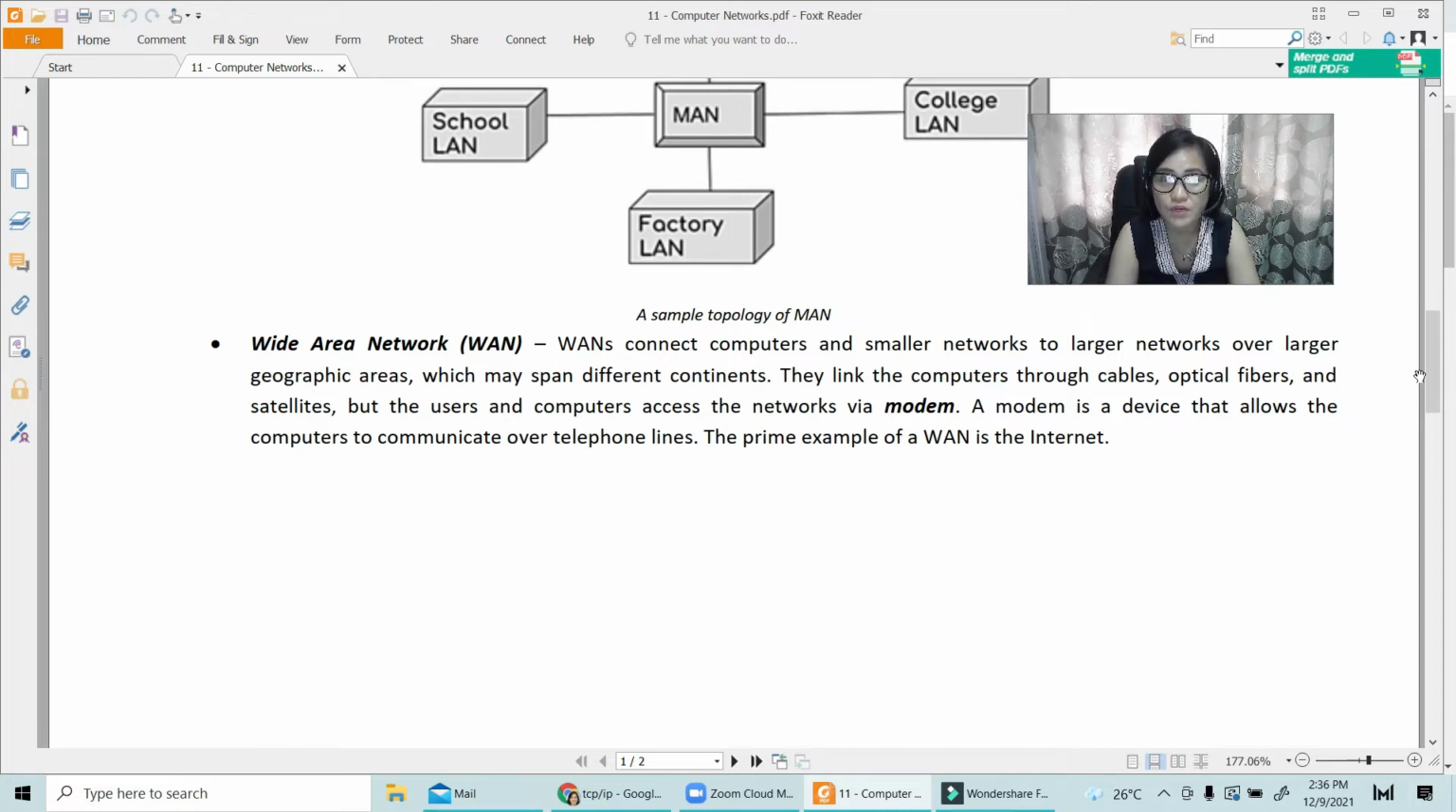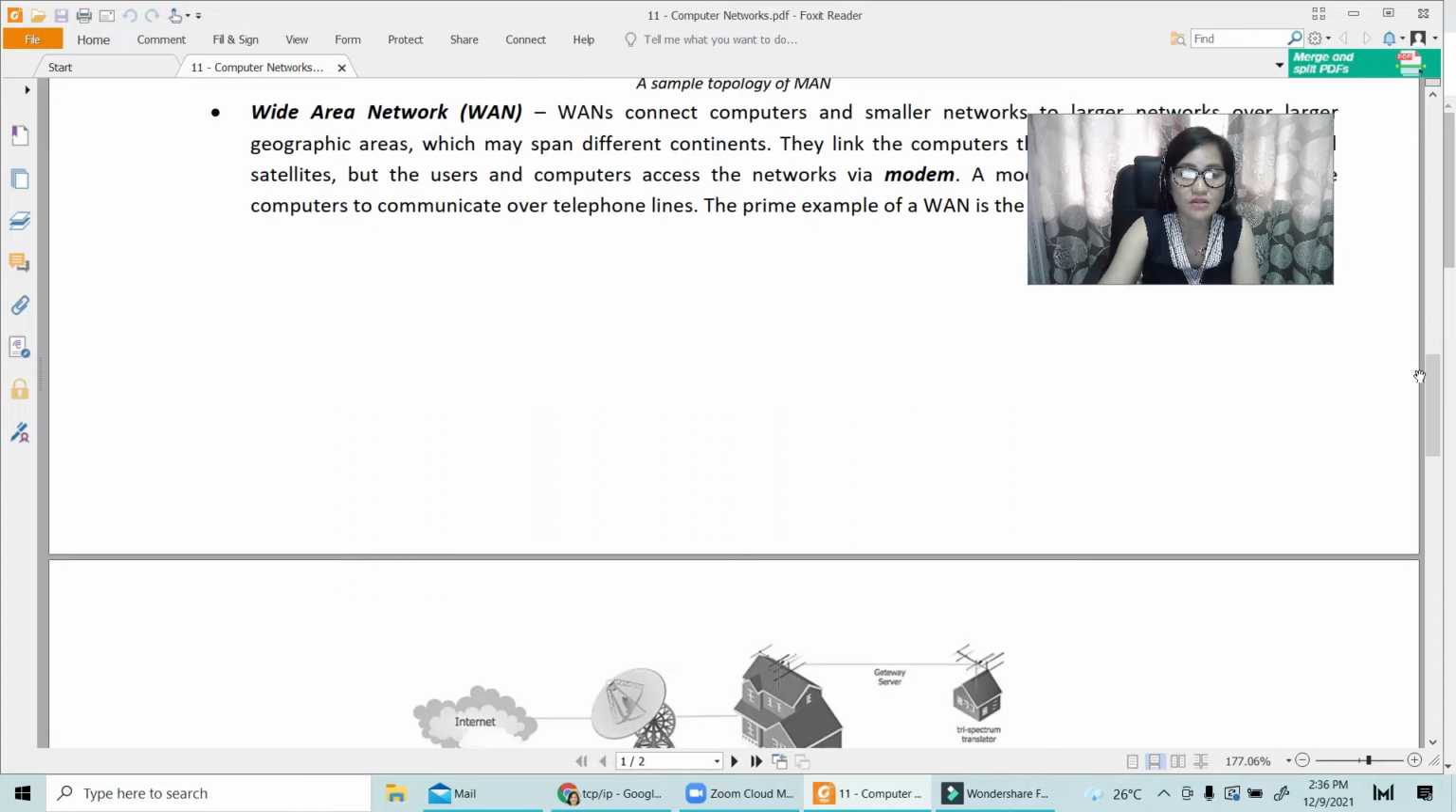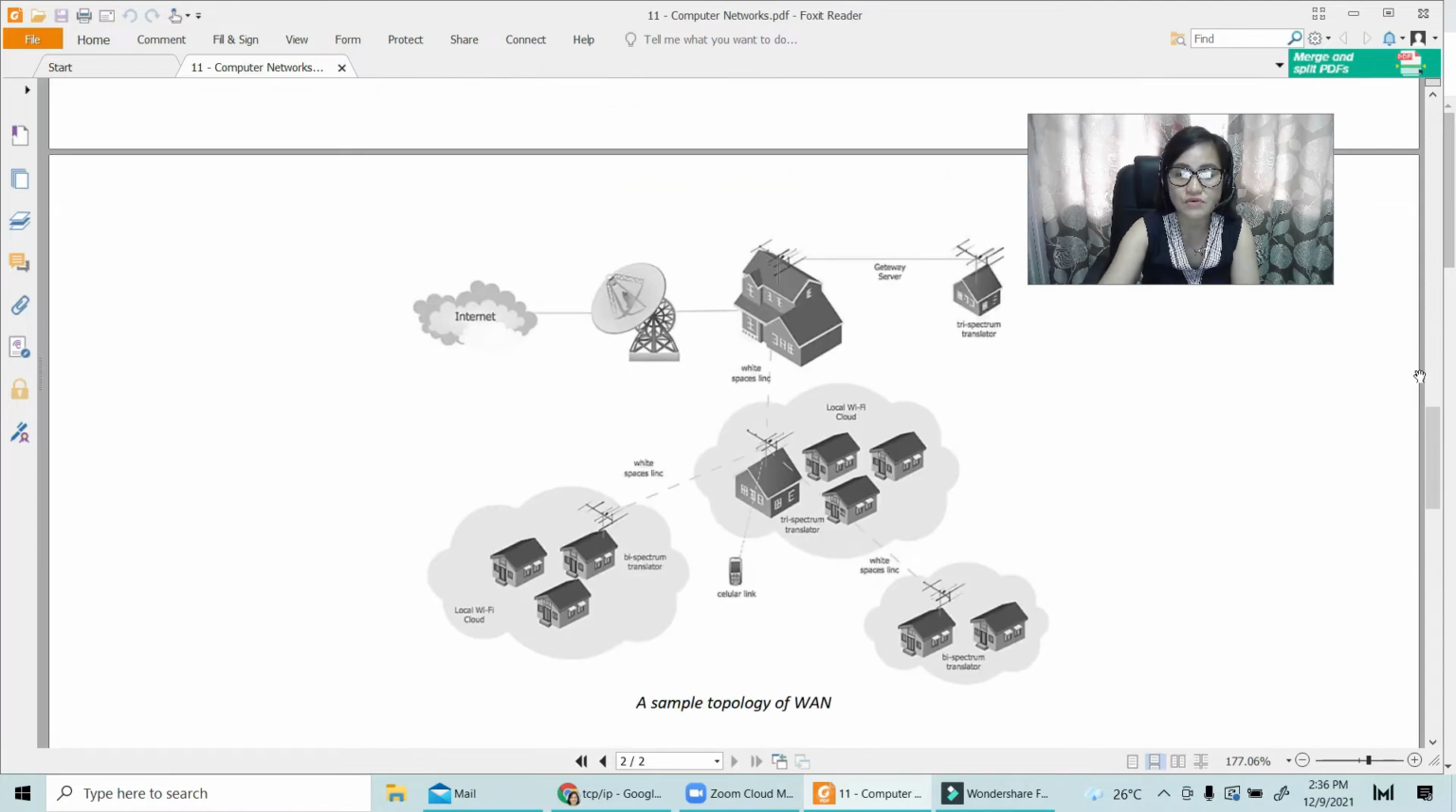If you go to malls or airports or some other places, mostly they are using a wide area network, so you can actually access it. Now here, the next one is the sample topology of a WAN wherein from place to place, from continent to continent, from town to town, from city to city, you can actually access the WAN, or wide area network.